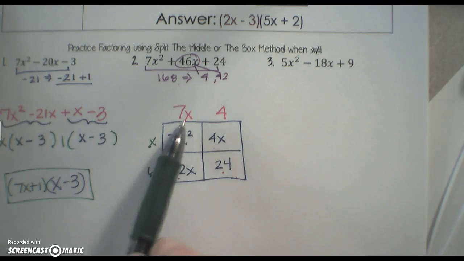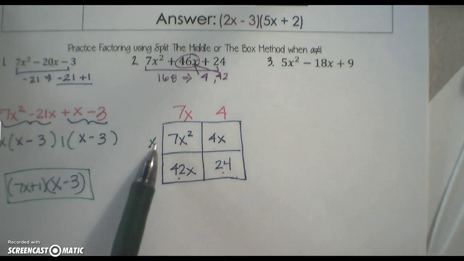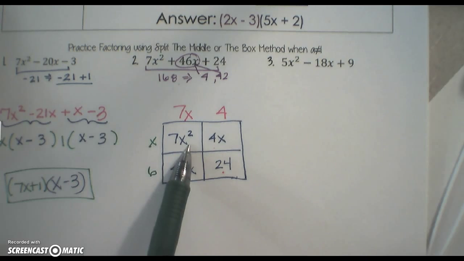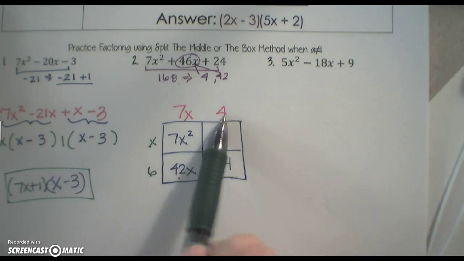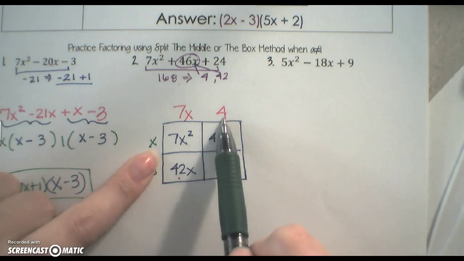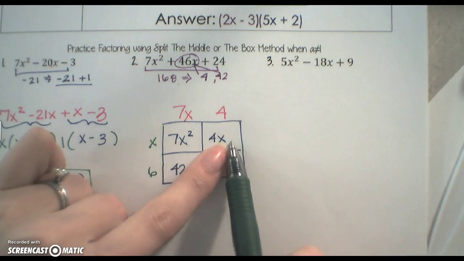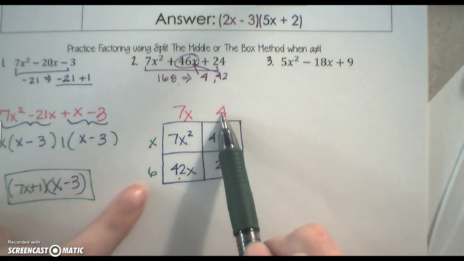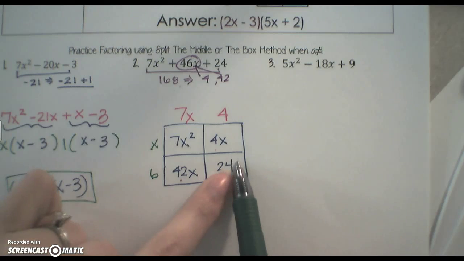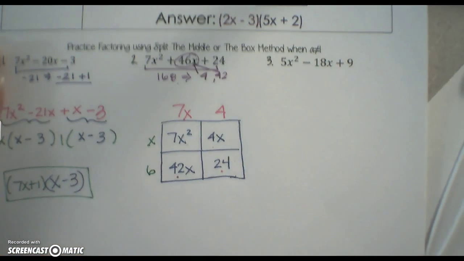Now, if you ever struggle or want to check and see if you did it correctly, you can always remultiply. So 7x, multiply it by this number out here and see if you get what's in the box. It should multiply to get that. So over here on the top, 4 times x should give you 4x. 4 down here times 6 should give you the bottom 24. So you can always check that way.